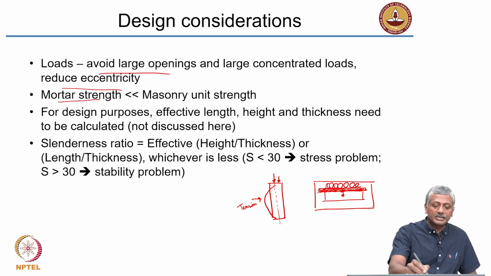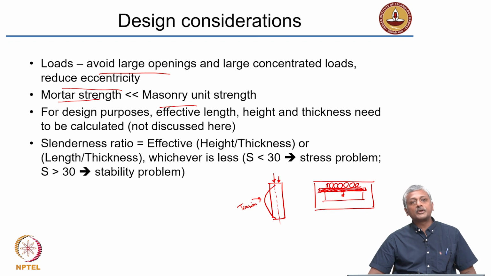Again, mortar strength is typically much lesser than the masonry unit strength because the mortar failure will lead to a slow and steady failure of the building. It won't lead to a sudden collapse.